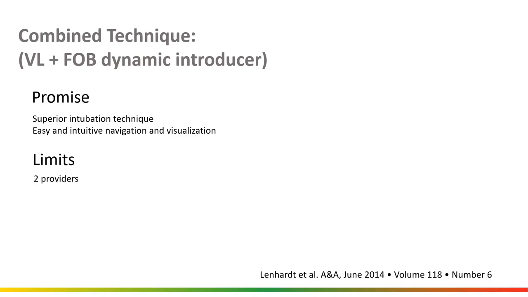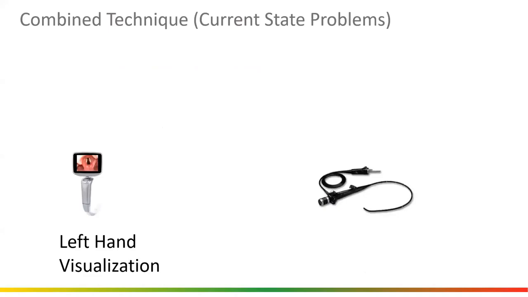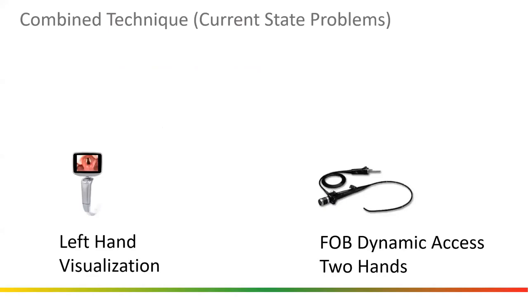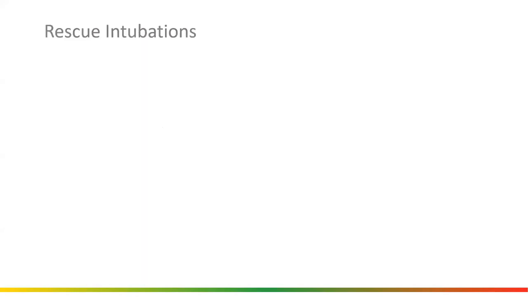So it's got limitations though. It takes two providers, so you have to coordinate two brains in its current form. You're cross-purposing a fiber optic bronch as a dynamic stylet. Fiber optic bronchs are expensive and they're not immediately available. And remember, most of the time, we don't know we're going to have a difficult intubation when they come up. So, left-hand visualization, two hands to operate a fiber optic scope because that's the way they're designed, and two operators. These are the problems with the current state.